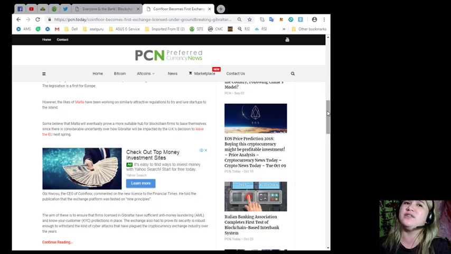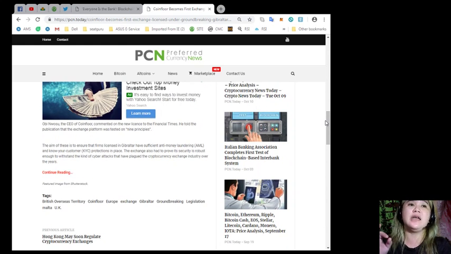Some believe that Malta will eventually prove a more suitable hub for blockchain firms to base themselves, since there is considerable uncertainty over how Gibraltar will be impacted by the UK's decision to leave the EU next spring. Obi Nwosu, the CEO of CoinFloor, commented on the new license to the Financial Times. He told the publication that the exchange platform was tested on the 9 principles. The aim of these is to ensure the firms licensed in Gibraltar have sufficient anti-money laundering, AML, and know your customer, KYC, protections in place.